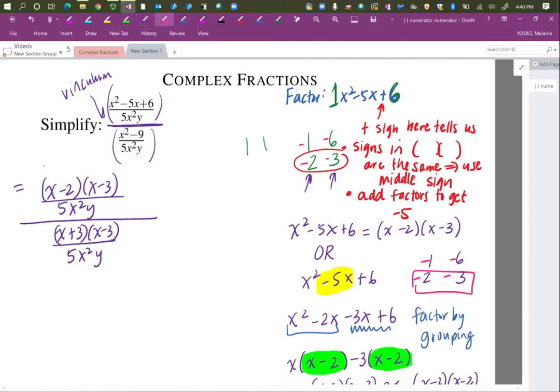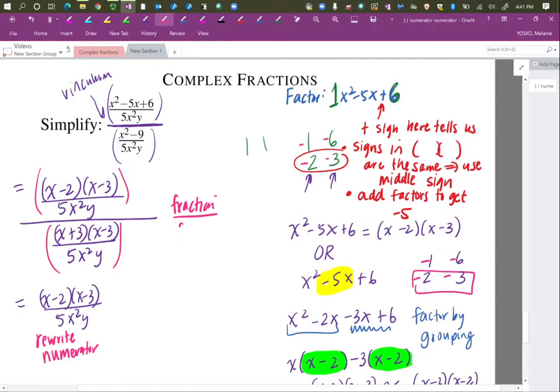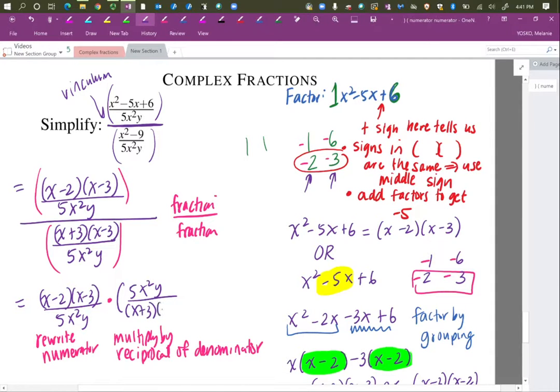The first thing to do is to look at the numerators and rewrite it. So if you can have a fraction divided by a fraction, you rewrite the numerator. And then you multiply by the reciprocal of the denominator, which means we would multiply by 5x squared y over x plus 3 times x minus 3. Notice there's a 5 in the numerator and denominator. There's an x squared in the numerator and denominator, and there's a y. Those cancel. Oh, look, there's an x minus 3 in both pieces as well. So it looks like my answer is x minus 2 over x plus 3.